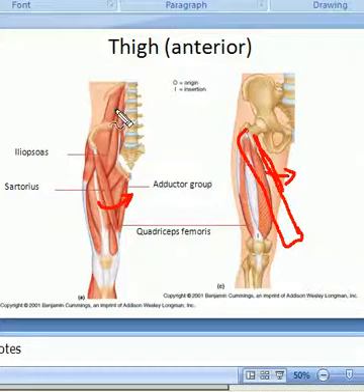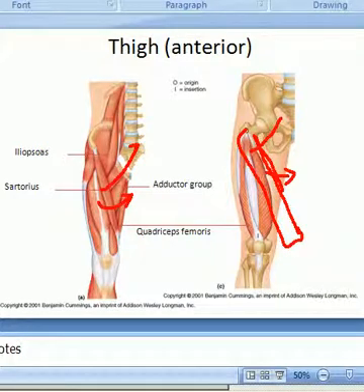This muscle up here, you can see this is the iliopsoas crossing the hip joint in front. When it contracts, it's going to pull the femur upwards like that. So the femur is going to move up that way, which is a movement of flexion at the hip joint.